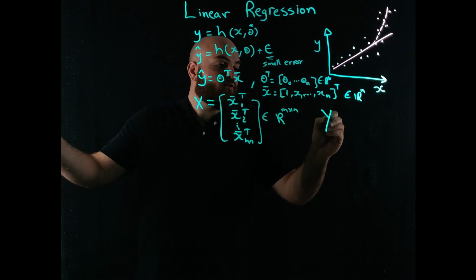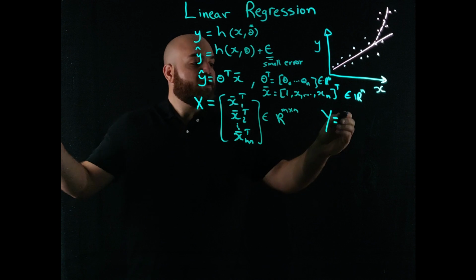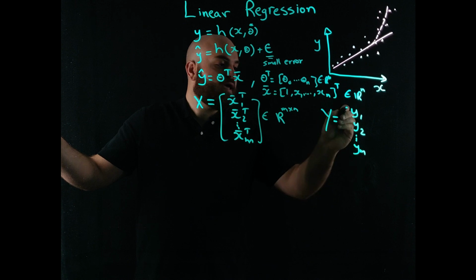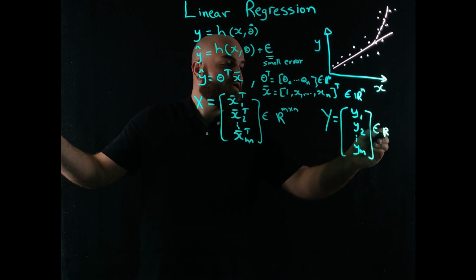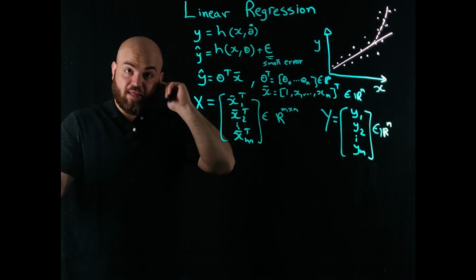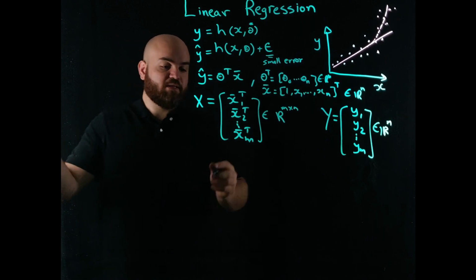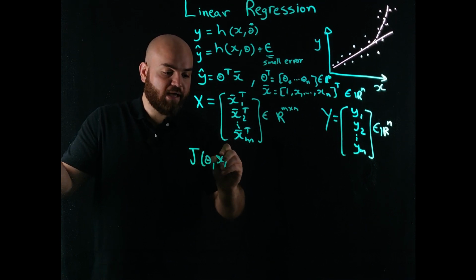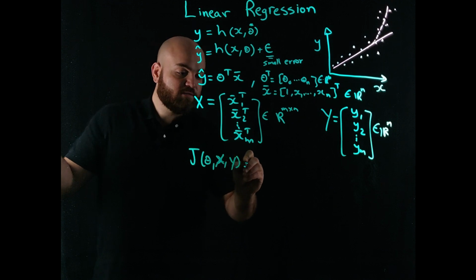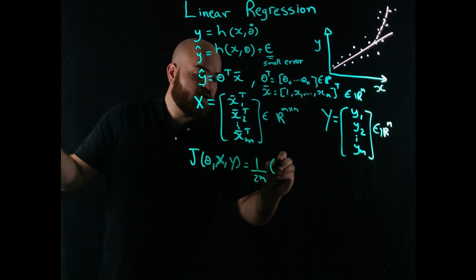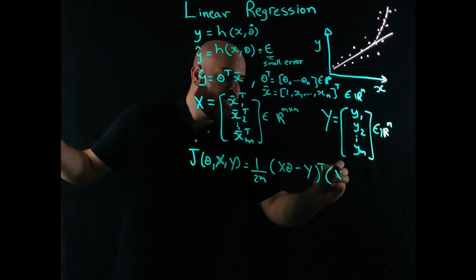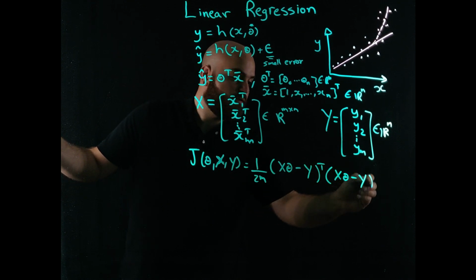And let's say I create this capital Y matrix, where I stack up all of my y values. So this is going to be y1, y2, all the way to ym. So this is a vector in m space. And my theta is a vector in m space as well. So I can define my cost function of theta, capital X and Y, as 1 over 2m times X theta minus Y transpose X theta minus Y.